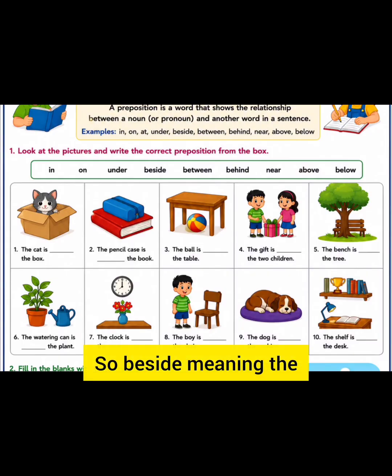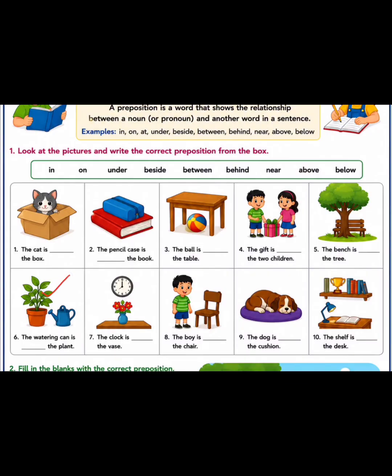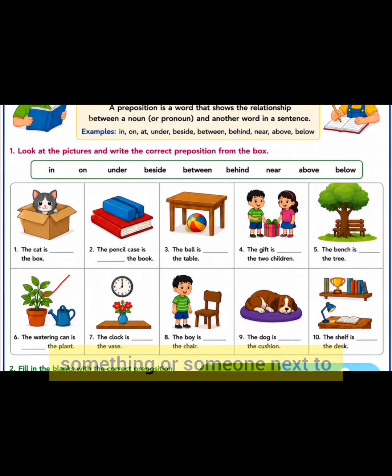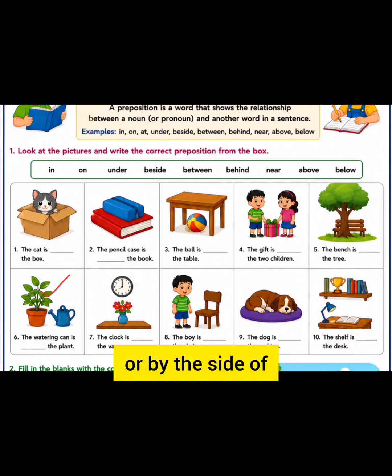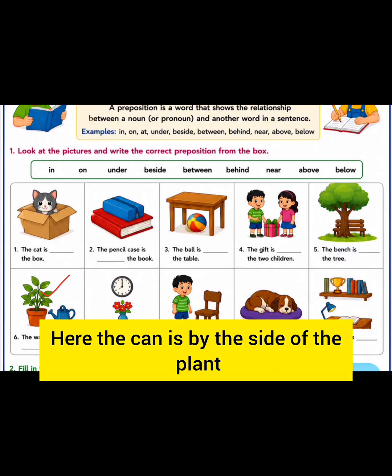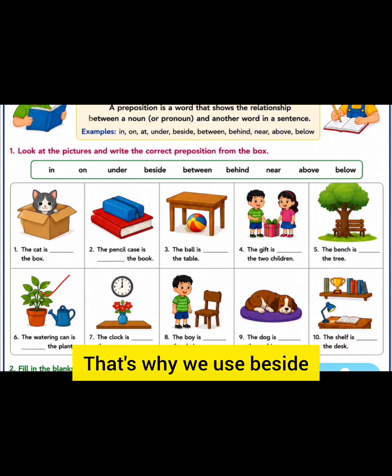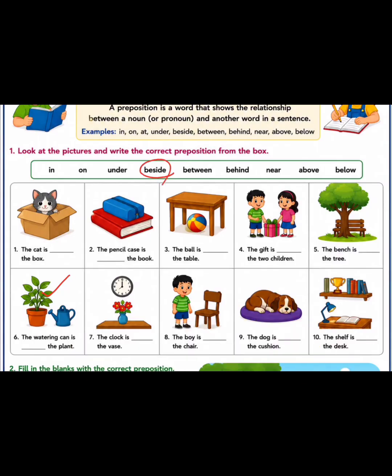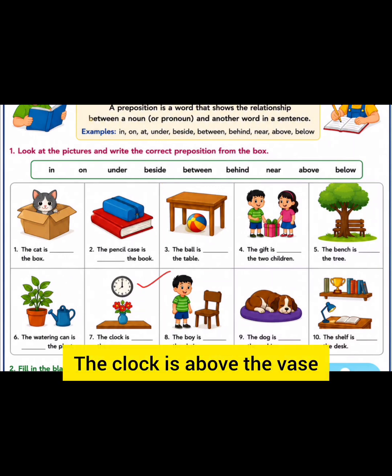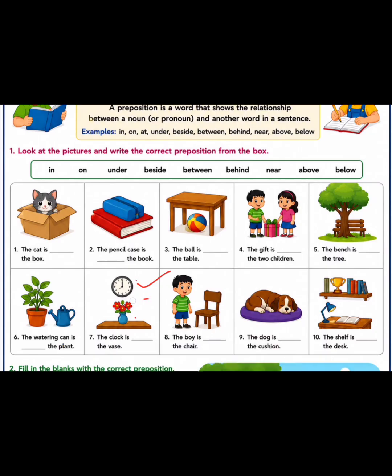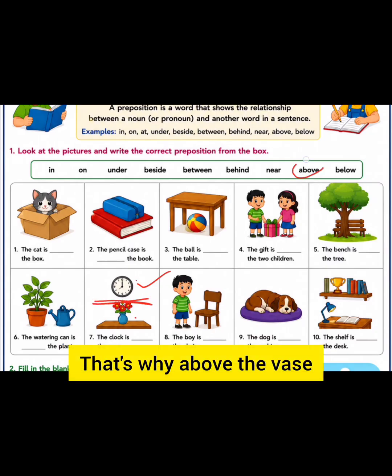So, beside means something or someone next to or by the side of. Here the can is by the side of the plant. That's why we use beside. Now, tell me, where is the clock? The clock is above the vase. So, not touching. That's why above the vase.